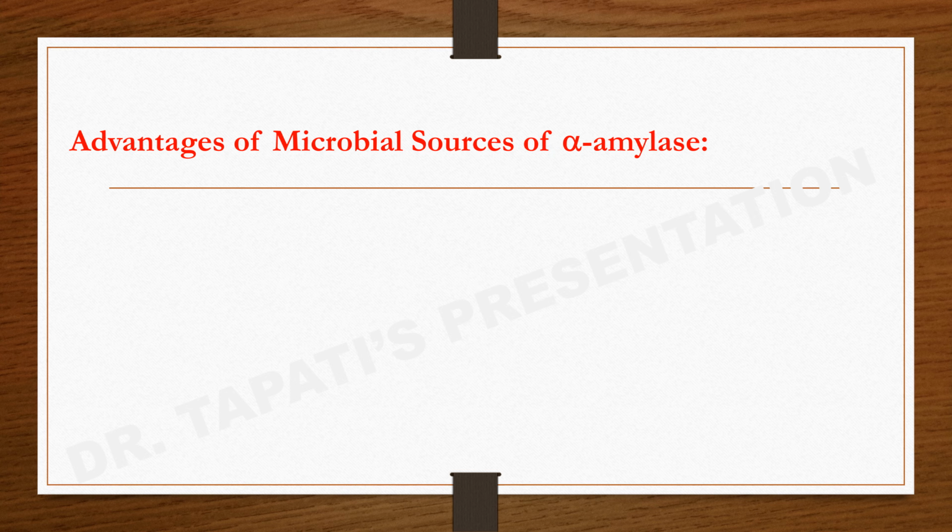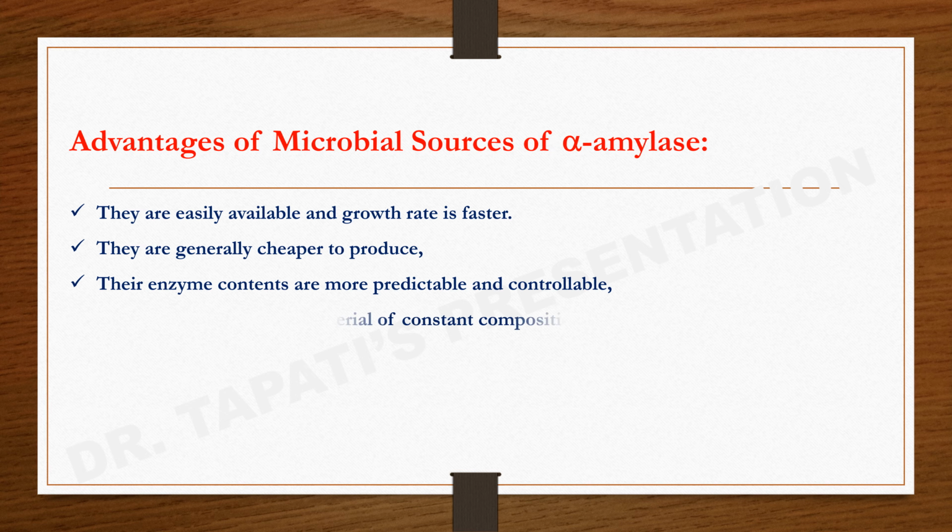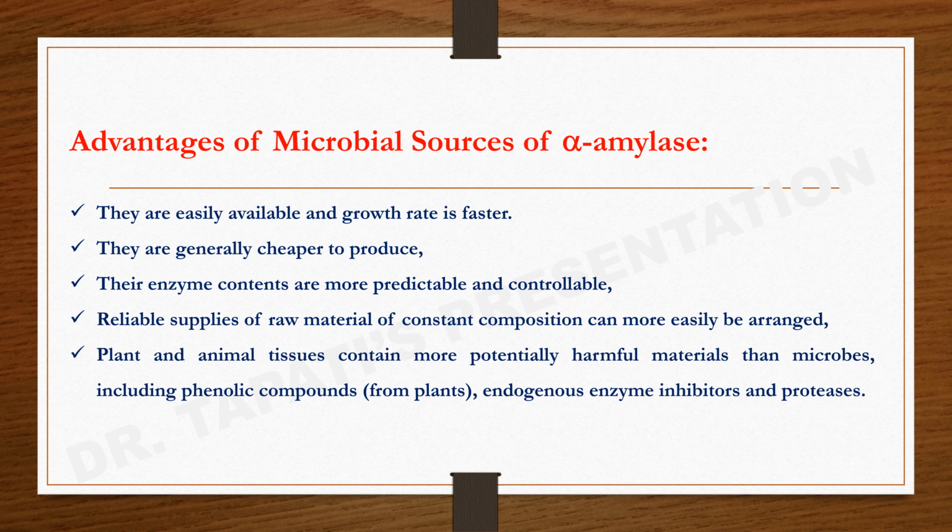In spite of the wide distribution of amylases, microbial sources are used for the industrial production due to various reasons. Those are: microbial sources are easily available and growth rate is faster. They are generally cheaper to produce. Their enzyme contents are more predictable and controllable. Reliable supplies of raw materials of constant composition can more easily be arranged.